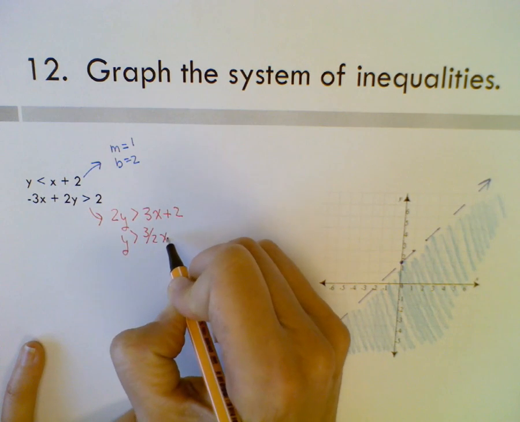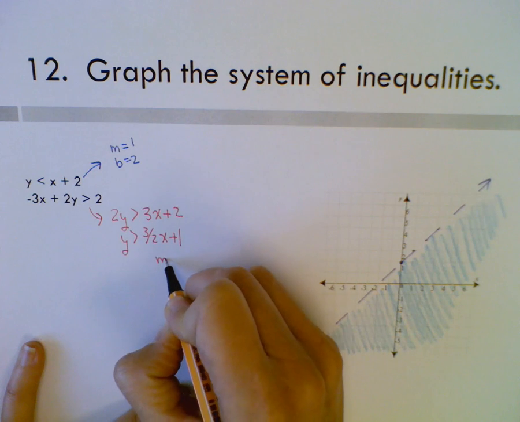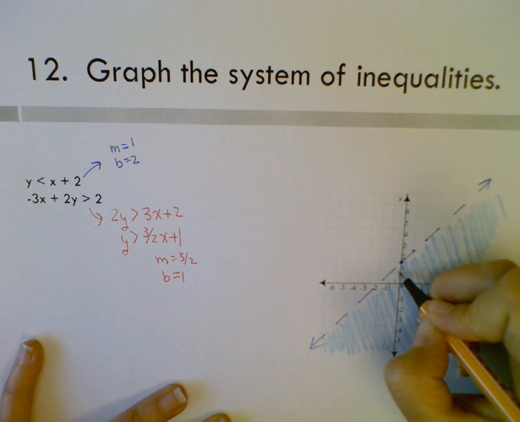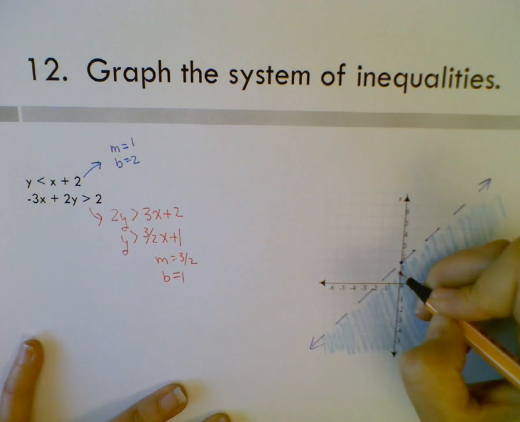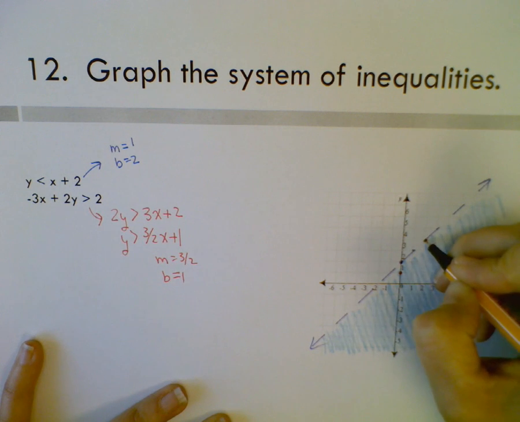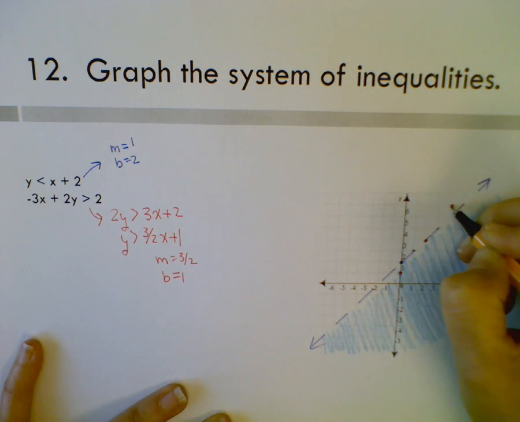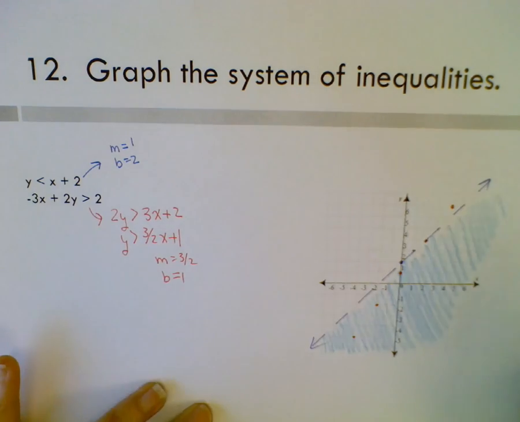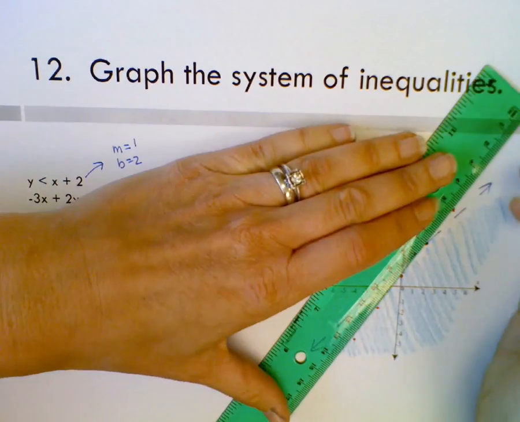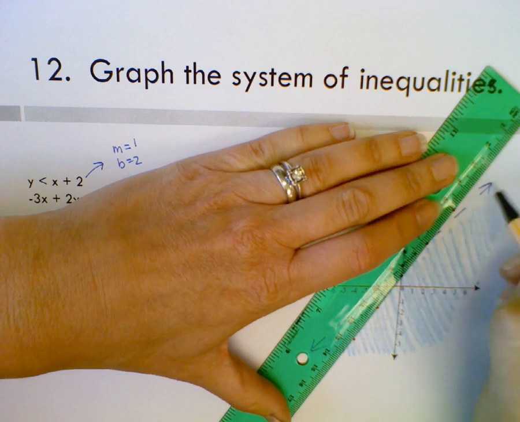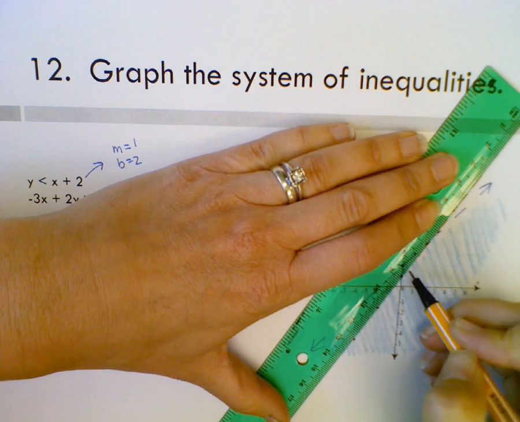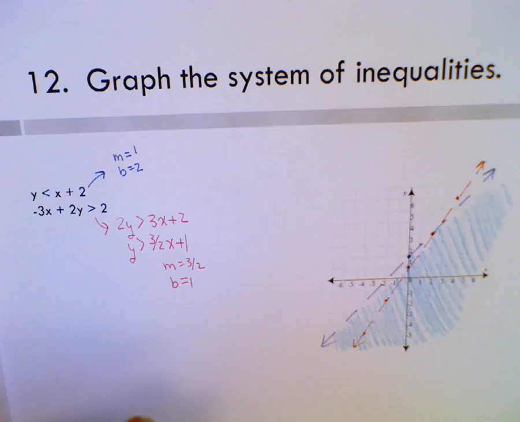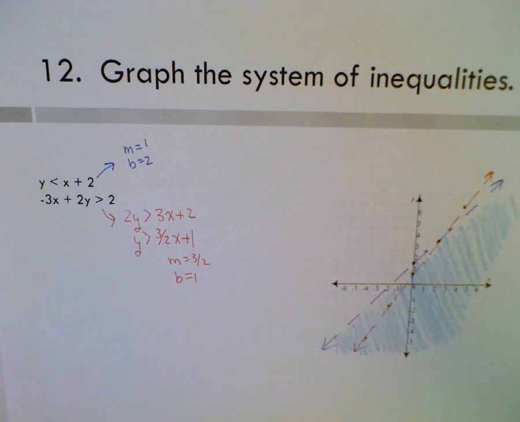So 3 halves x plus 1. So my slope here is 3 halves, and my intercept is 1. So if my intercept is 1, it's right there. Up 3, 1, 2, 3, over 2, 1, 2. I want some more points. And this is also going to be a dashed line. And this one is greater than, so we want to shade above that line.